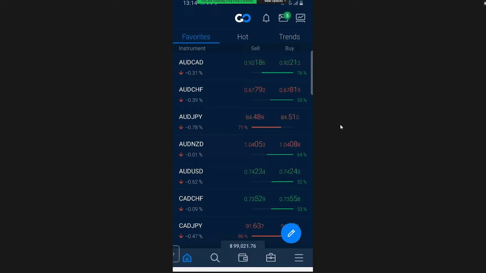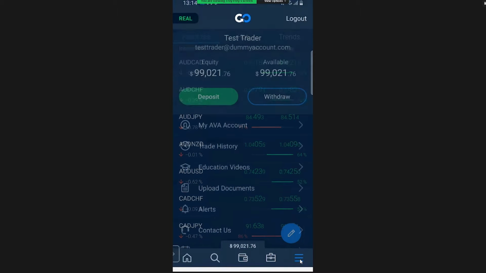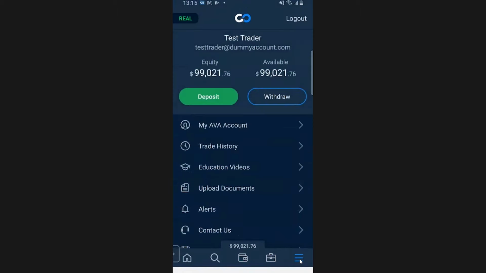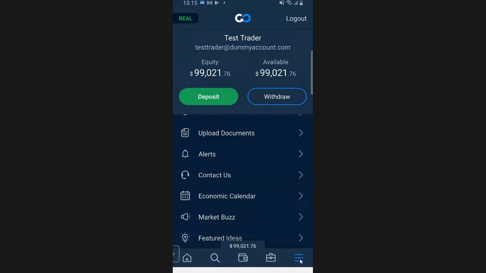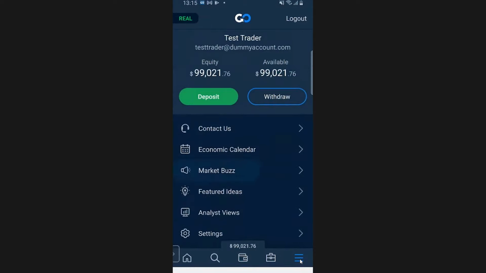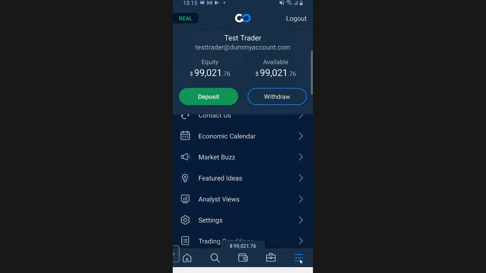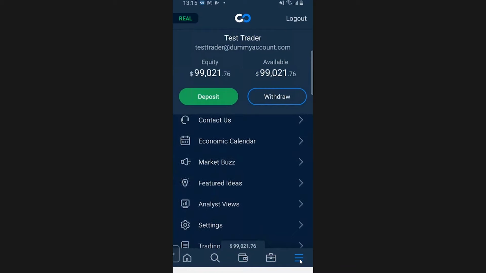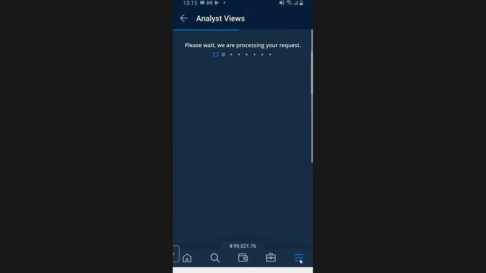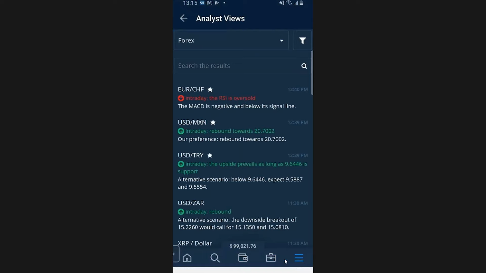First of all, an easy way to start is to go to one of the advanced features, which you find down here on this tab. As I scroll through the options, I'll see market buzz, featured ideas, analyst views. If I go to analyst views, we've got free signals coming in, and they're time-stamped. They are a mix of cryptocurrencies and regular currency pairs.